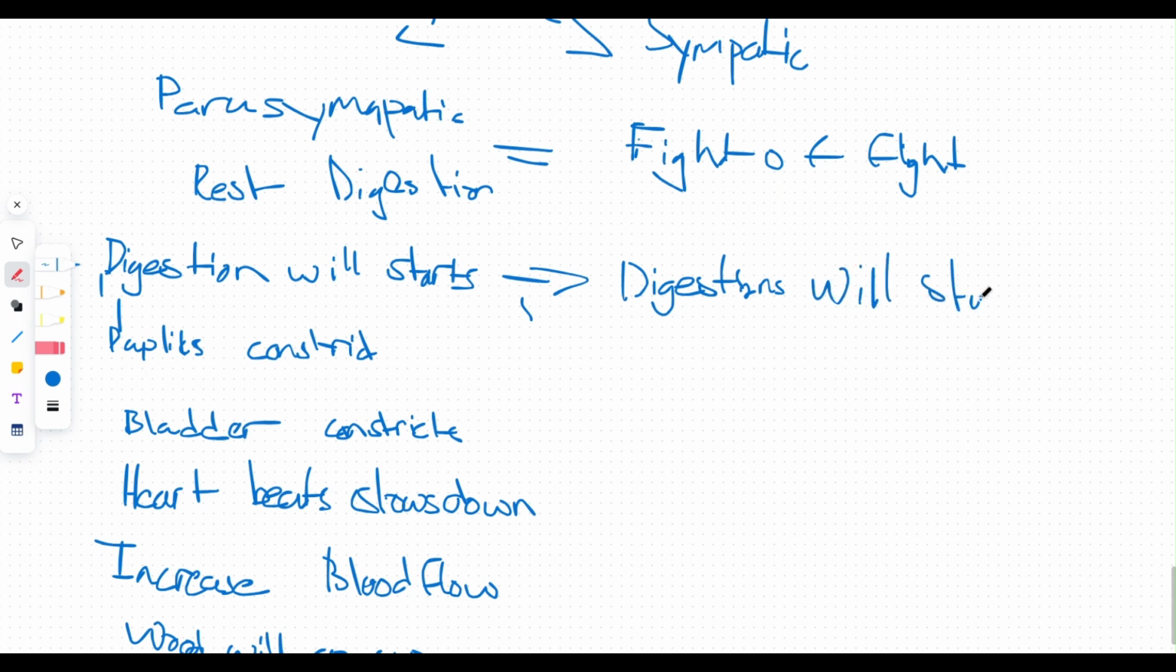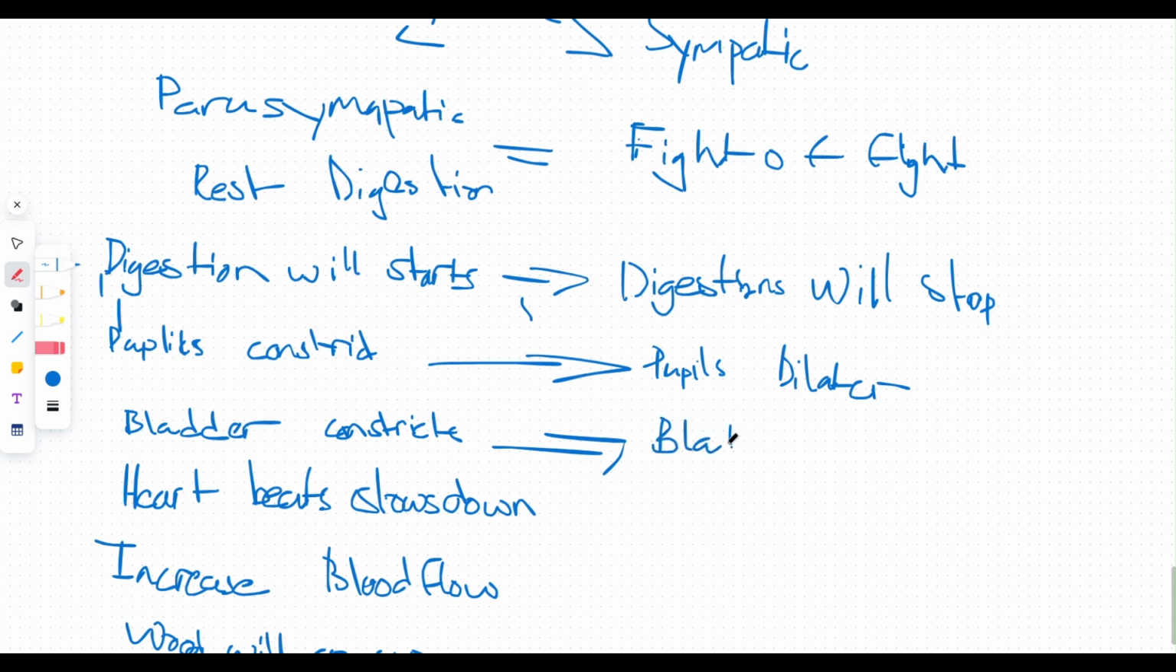Your pupils will dilate, right, allowing for a clearer, wider vision. Your bladder will relax, right? Which means you won't be able to pee as much. And you might say, oh, well, if you're really scared, you'll pee, right? But those are extreme scenarios, so tight that the brain has to allow it. So your bladder relaxes. Your heartbeat obviously increases, right?